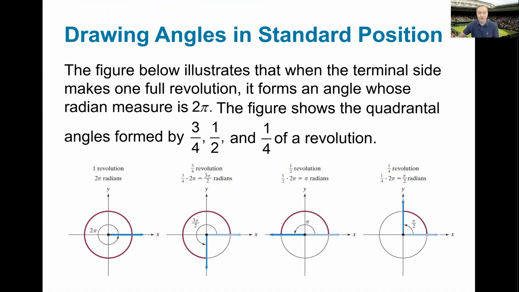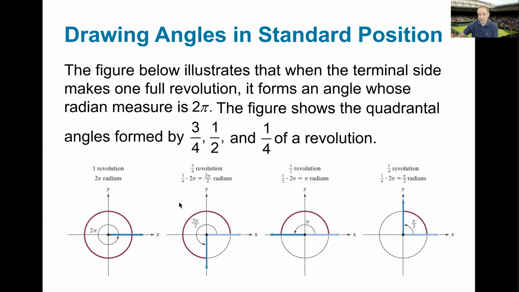Now, drawing angles in standard position. If I say the figure below illustrates that when the terminal side makes 1 full revolution, it forms an angle whose radian measure is 2 pi. So that's all the way around, you get 2 pi radians. Now, the figure also shows the quadrantal angle.